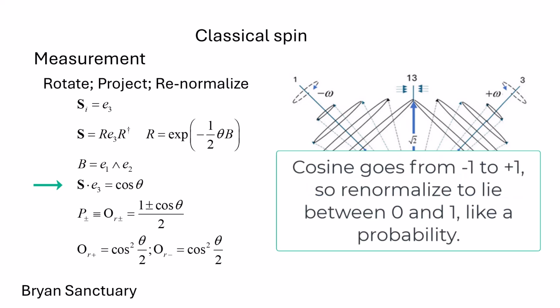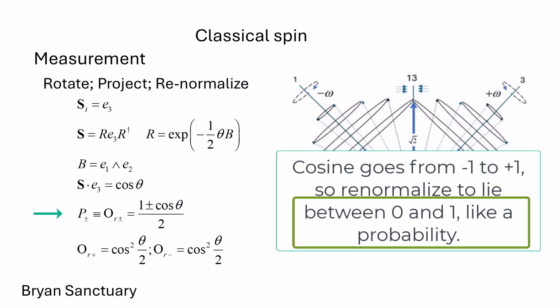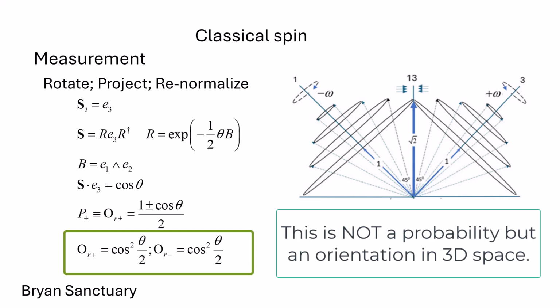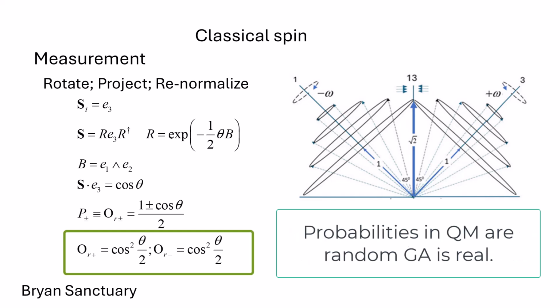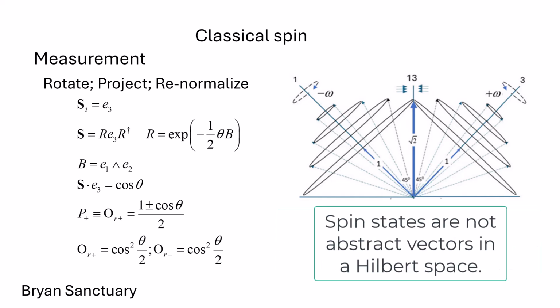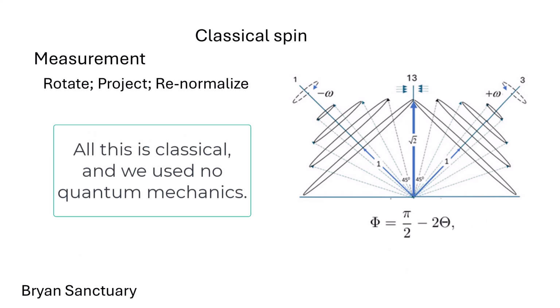But cosine theta goes from -1 to +1, so normalize it to the limits of 0 and 1, giving the usual results from quantum mechanics, without superposition or wave function collapse. The results are probabilities in quantum mechanics, but definite physical orientations in the bivector standard model. One result is random, and the other is real. Spin up and down refers to the physical axes of a bivector being aligned in a field, not the abstract spin of a chiral vector in a Hilbert space. Keep in mind that this is not yet quantum mechanics, so the bivector here is still classical.